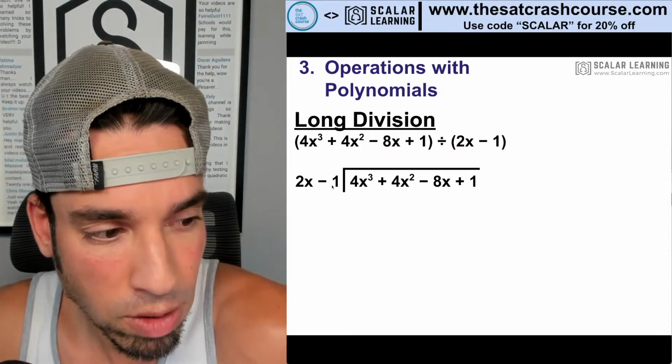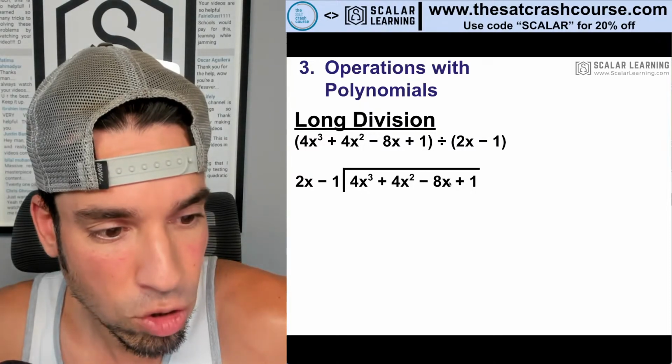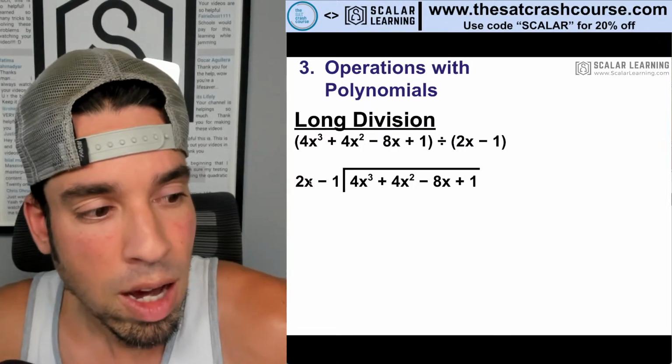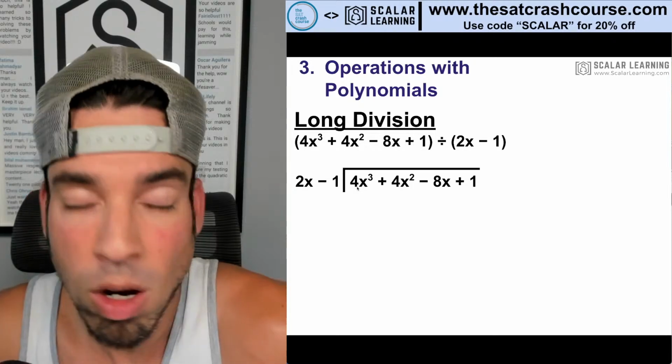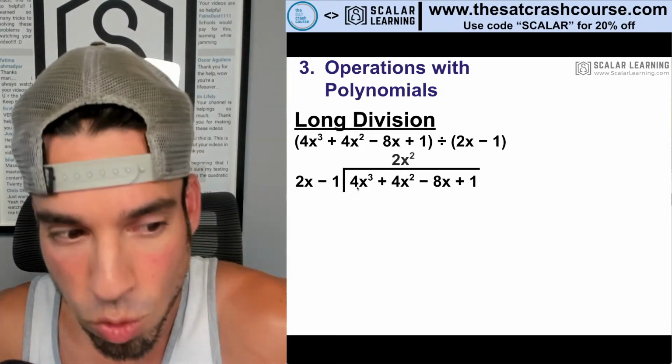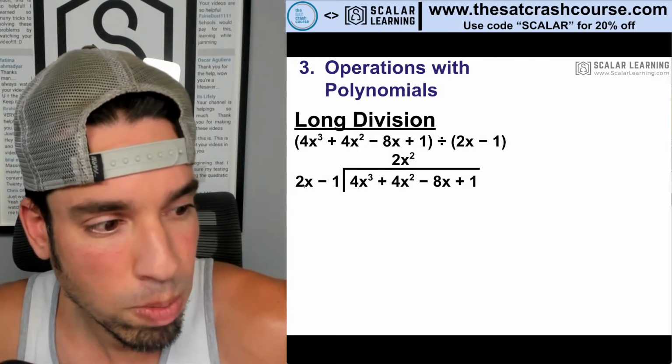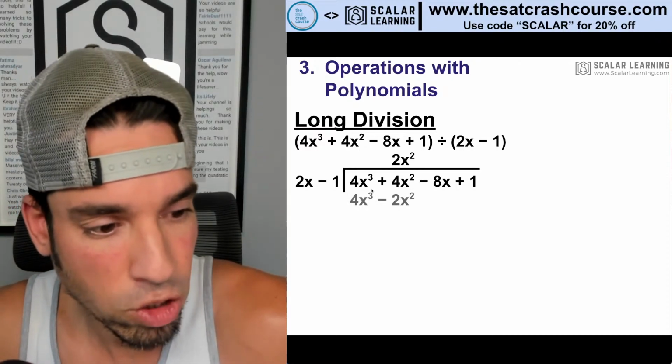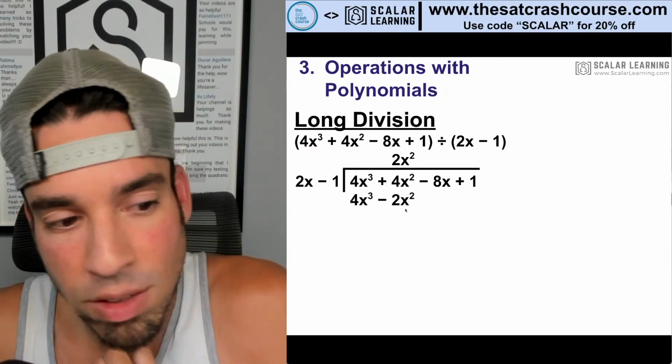So all we're going to focus on is this leading term. We don't even worry about the negative 1. And we look at the degrees over here, right? So first we're like, how do I get 2x to be 4x cubed? Oh, well, I multiply it by 2x squared, right? That's going to multiply that, and we're going to get 4x cubed. 2x squared times negative 1 is negative 2x squared.